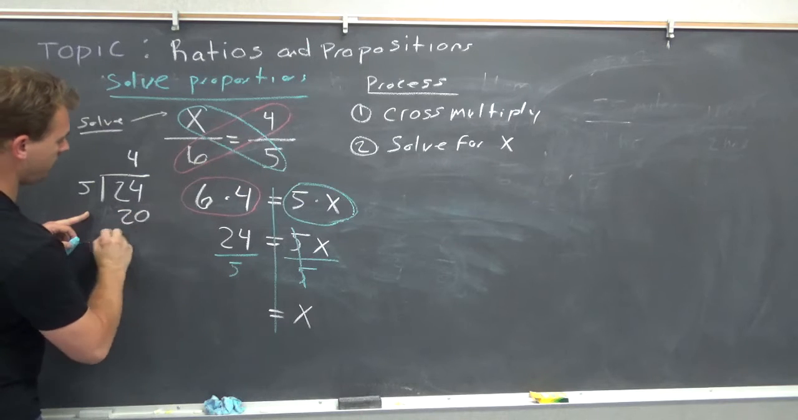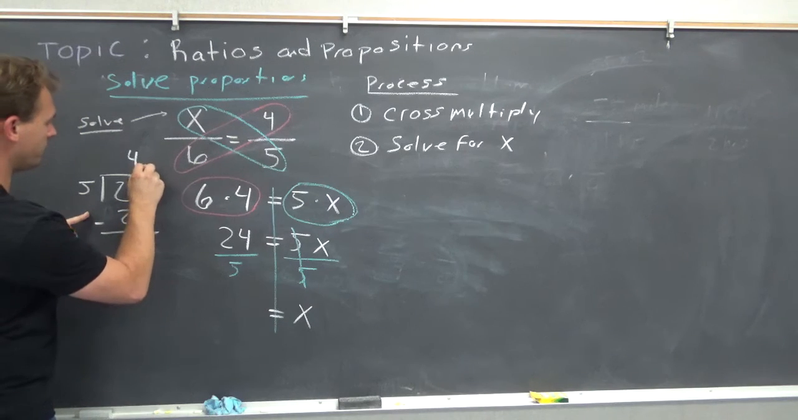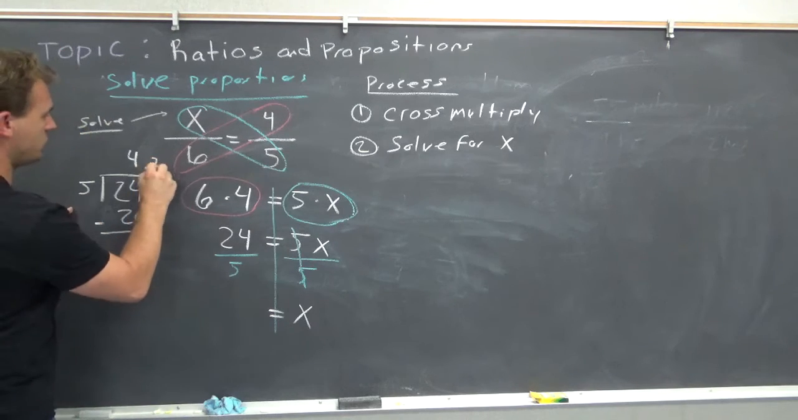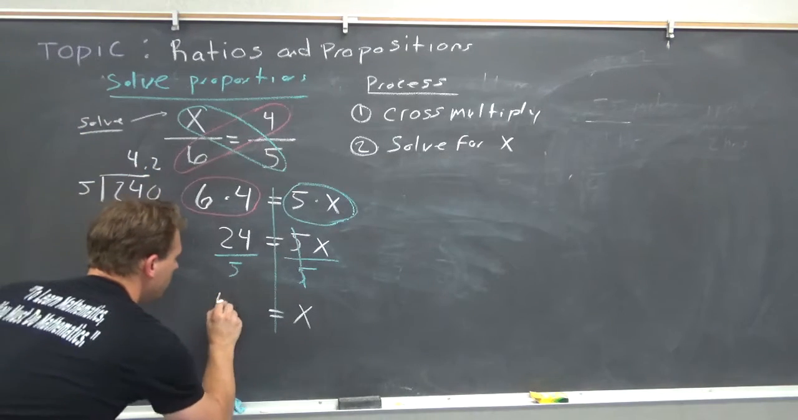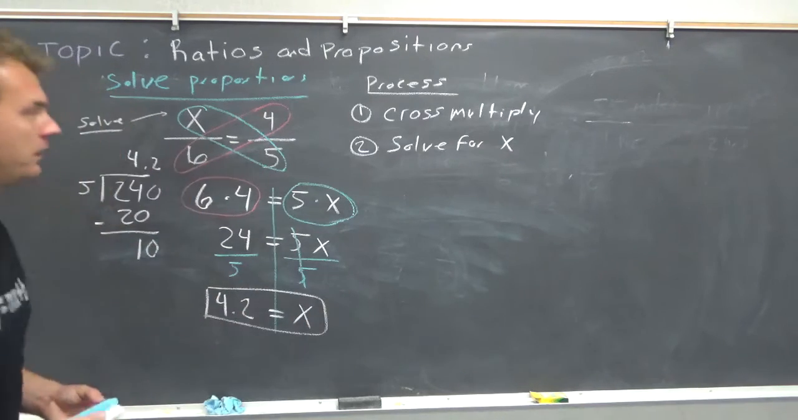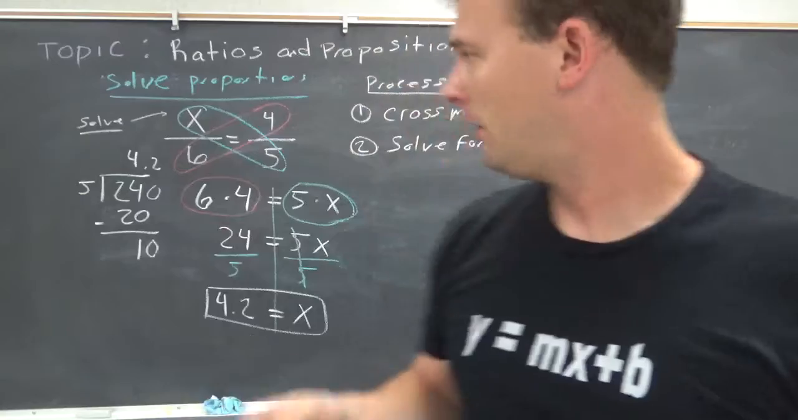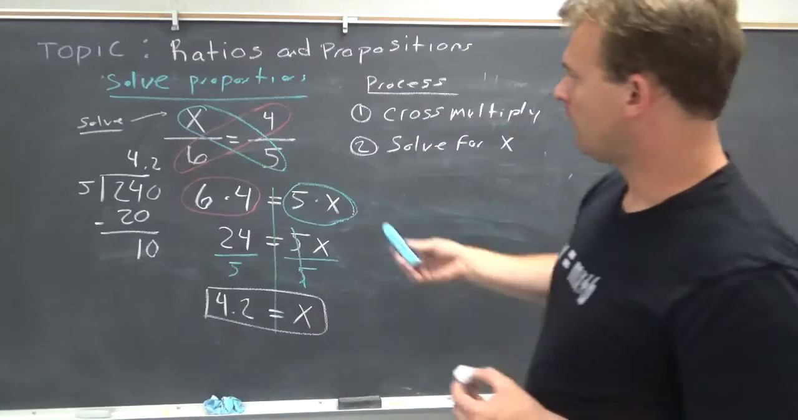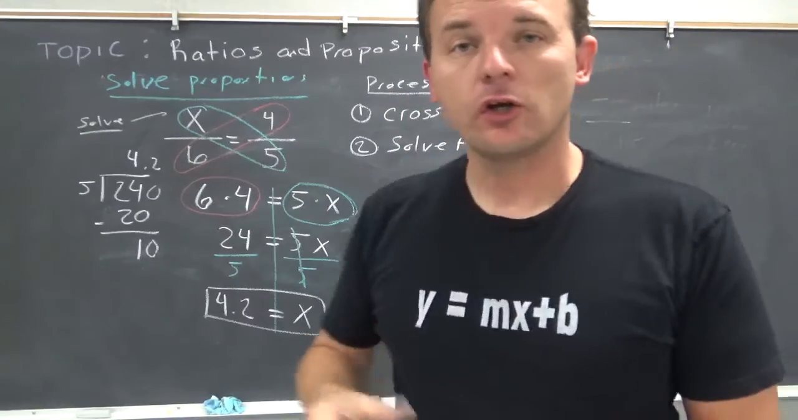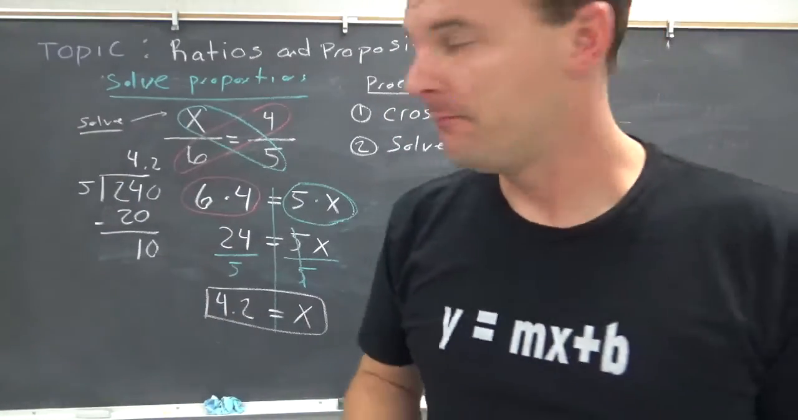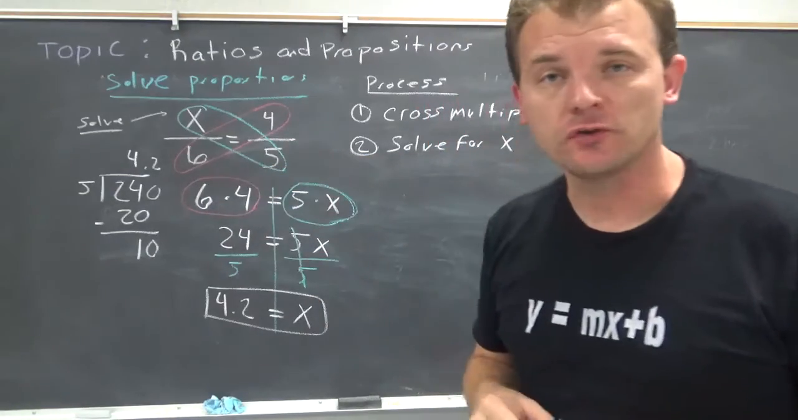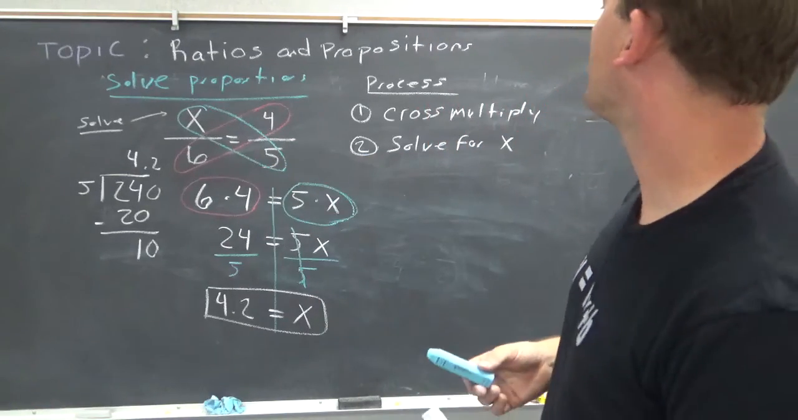4 times 5 is 20. Then there's a decimal, and the remainder comes down. 5 goes into that 2 times. So 4.8 is going to be your answer for that. So what we did, we had the equal sign, and we cross multiplied to get to that, because you have two ratios that are equal. Let's try some more.